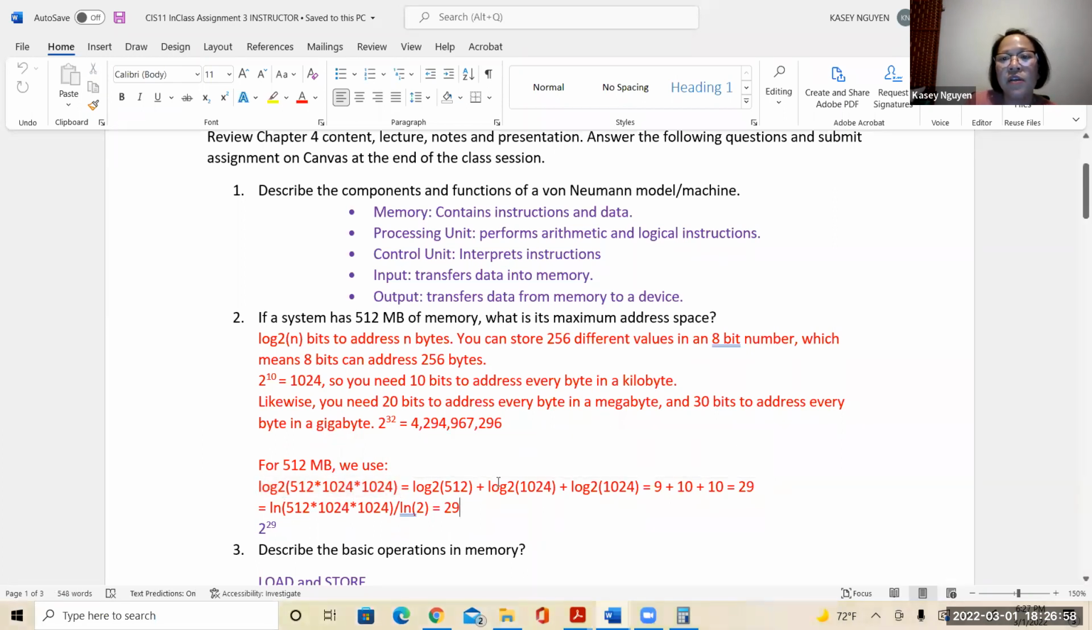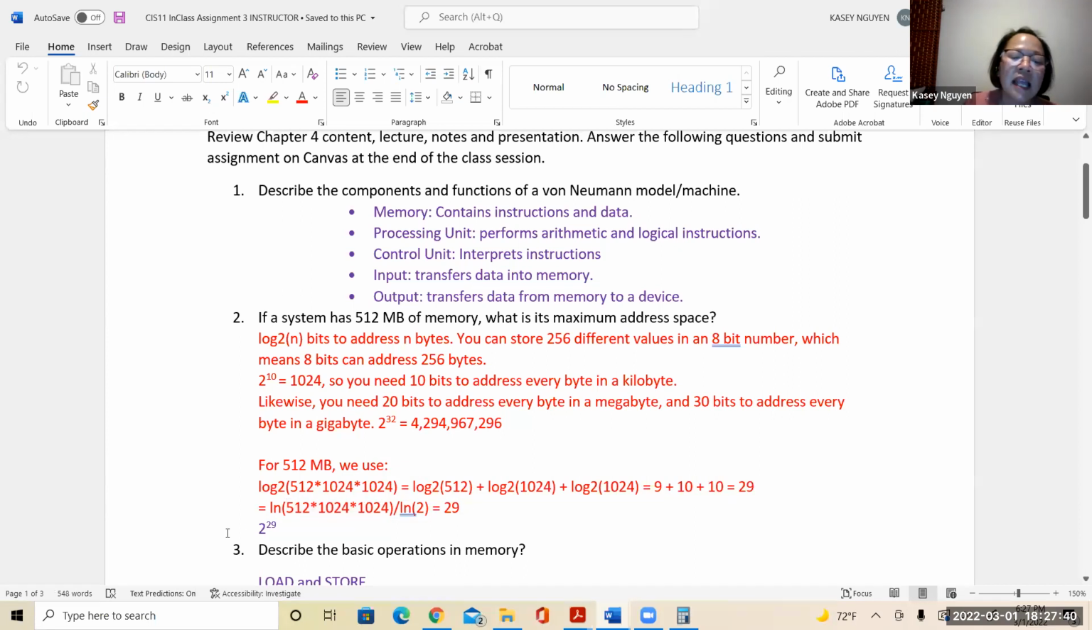So if you use the distribution method across, you would have 9 plus 10 plus 10, because log 2 of 512 is 9, log 2 of 1024 is 10, and log 2 of 1024 is another 10. So we actually have 29. Okay. It can also be written as natural log of the n value, 512 megabyte, divided by natural log of 2, which still gives you 29. So if you punch it into the calculator, you can do it this way, or you can do it this way, and you still be able to get 29.